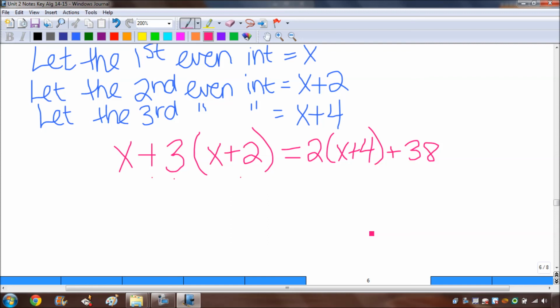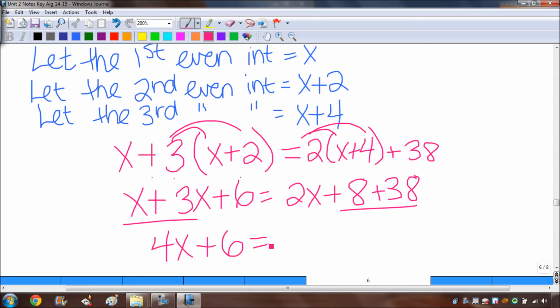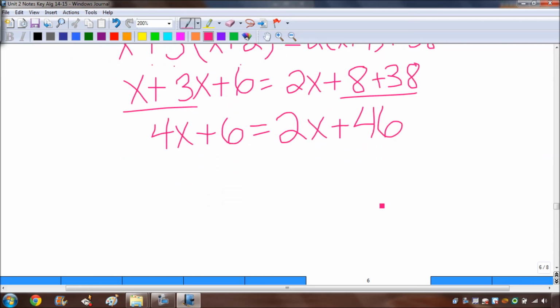Okay, now that I've done that, the rest is easy. I can just set up my equations and solve. Distribute the 3 through, distribute the 2 through, so you end up getting x plus 3x plus 6 equals 2x plus 8 plus 38. Okay, combine your like terms on each side that is possible. So the x and the 3x go together to give you 4x. And the 8 and the 38 go together to give you 46.